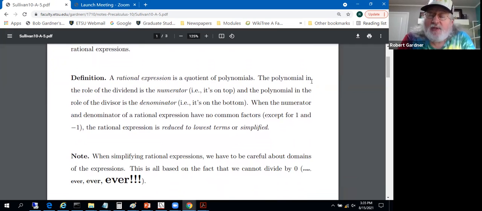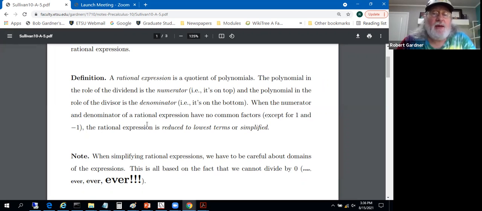And now we've got some experience with polynomials and factoring polynomials. What we'll do with the rational expressions is simplify them, and that was something we didn't do with the polynomials. So formally, a rational expression is a quotient of polynomials. The polynomial in the role of the dividend is called the numerator. It's the one on top in the fraction. And the polynomial in the role of the divisor is the denominator. It's the one on the bottom of the fraction.